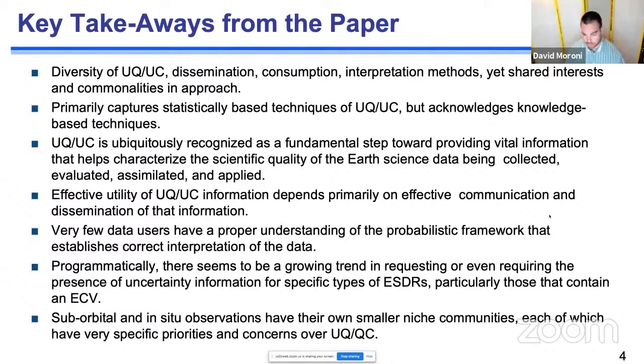Programmatically, there seems to be a growing trend, I would say, in requesting or even requiring the presence of uncertainty information. And we see that particularly, for example, in the world of CEOS and in Europe with the essential climate variable, or ECV, framework, where they're requesting these things for whether it be climate data records or Earth system data records. And in the suborbital and in situ world, I would say one of the challenges here is that there are a lot of smaller niche communities, and they have their own very specific priorities and concerns for UQ-UC. And so it's one of those things that we really need to try to penetrate a little bit better.